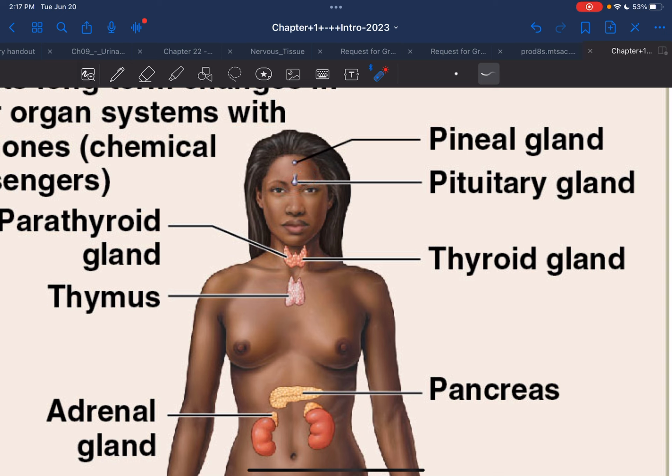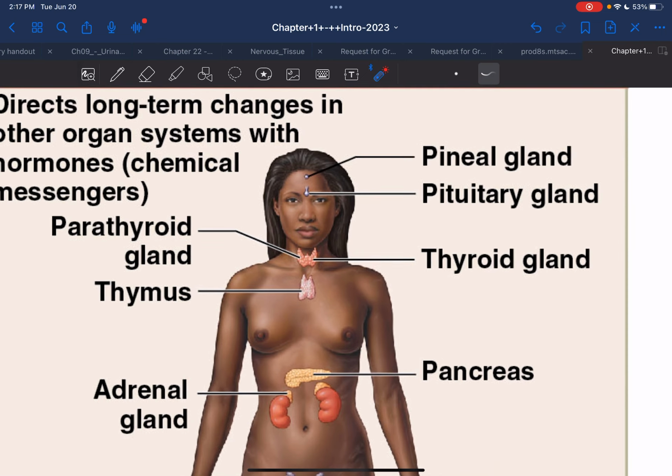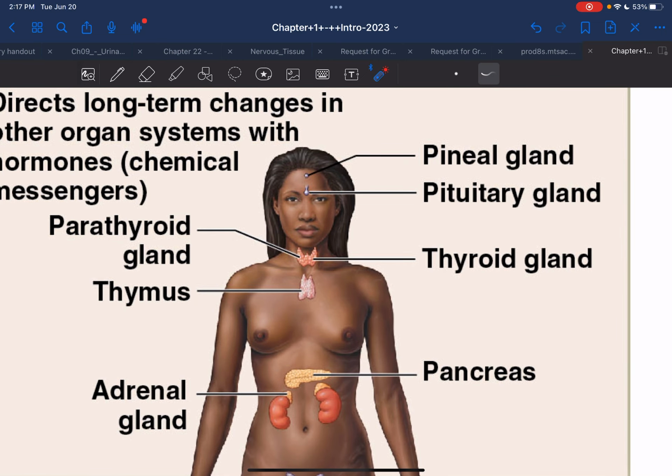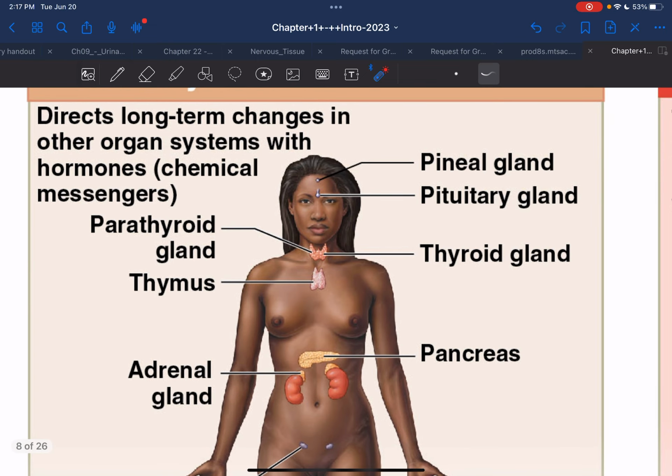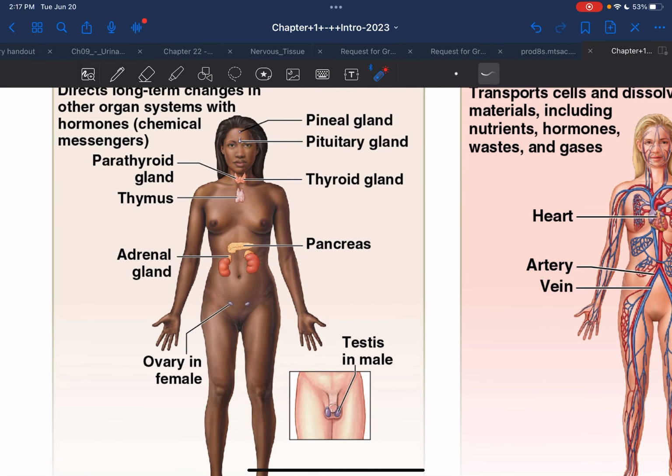But it didn't do it through cables, it did it through hormones. And it isn't directly attached. And so again, it uses hormones or chemical messengers, which are just little molecules that travel long distances through the bloodstream and arrive at their target tissues.